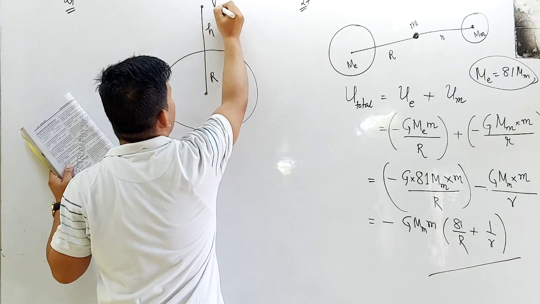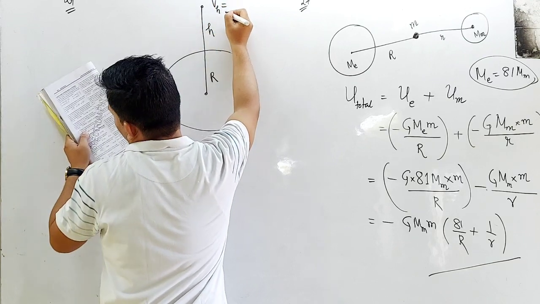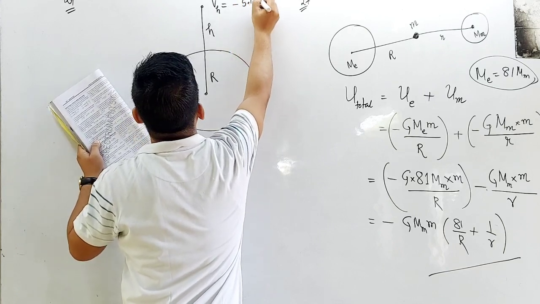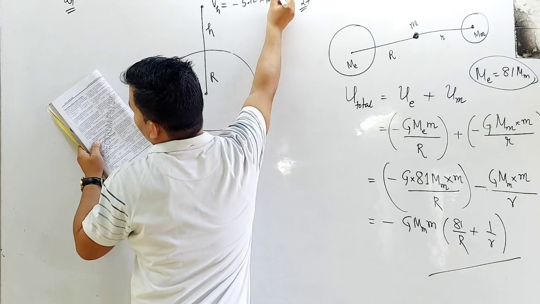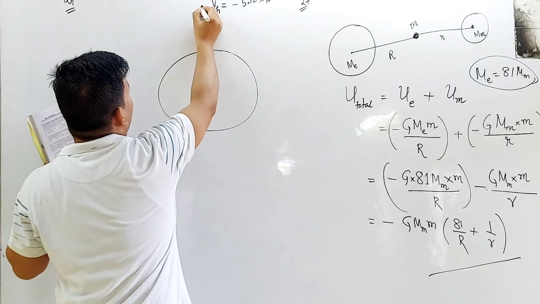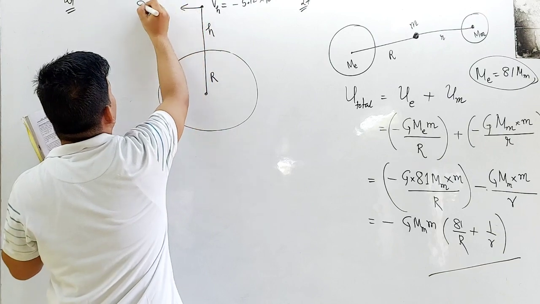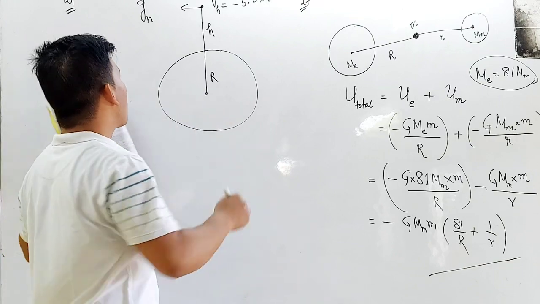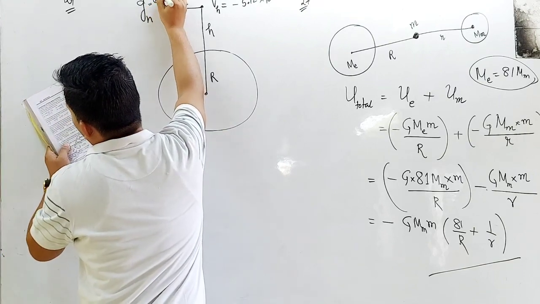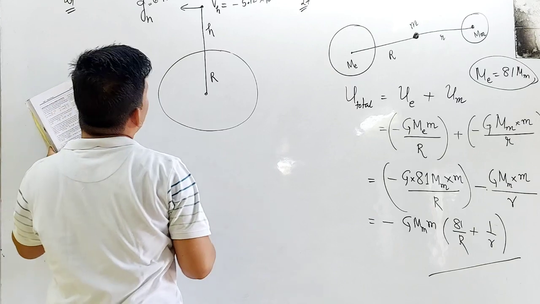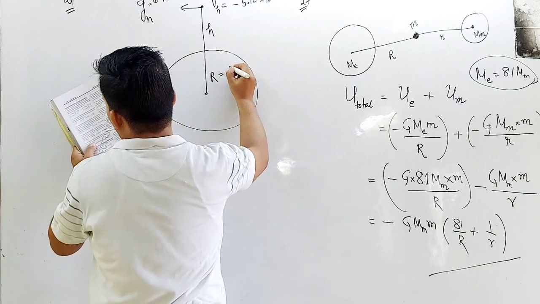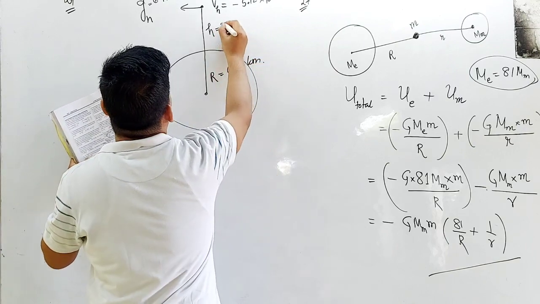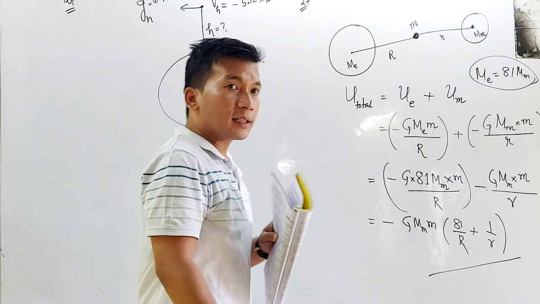Let me put it as V. Your V is given as minus 5.12 into 10 to the power 7. It is also given that at this height the acceleration due to gravity is reduced to 6.4, and if we take the radius of our Earth to be 6400 kilometer, we have to find out the height h.